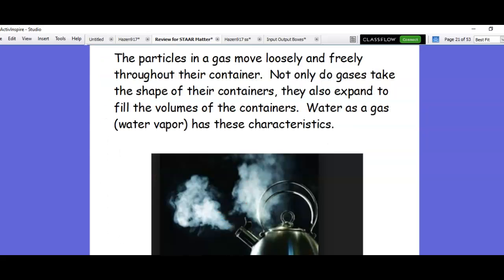early in the morning. And the particles in a gas move loosely and freely throughout its container. Not only does gas take the shape of its container, it also expands to fill the volume of the container. Water as a gas, water vapor, has these characteristics. Basically the steam.